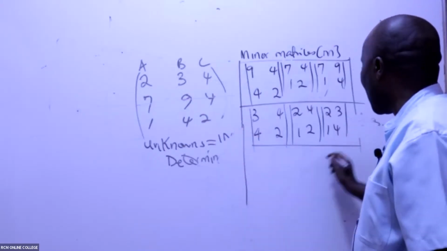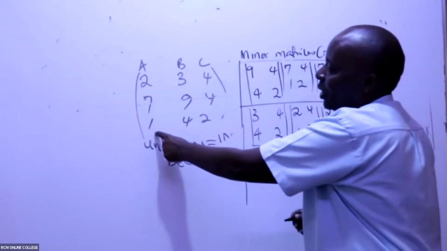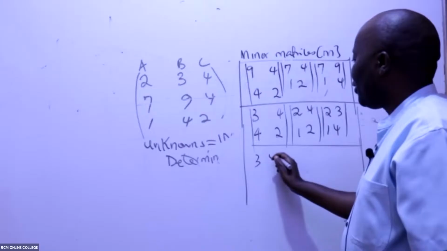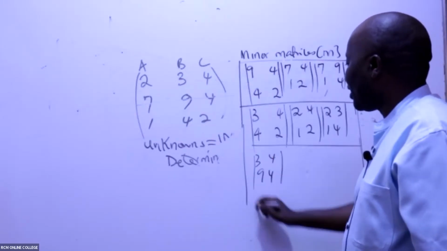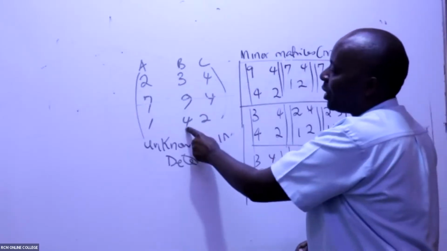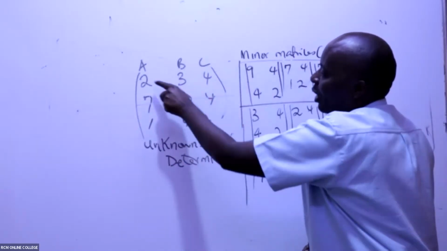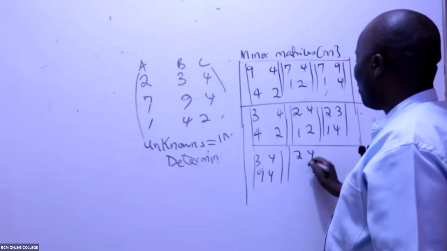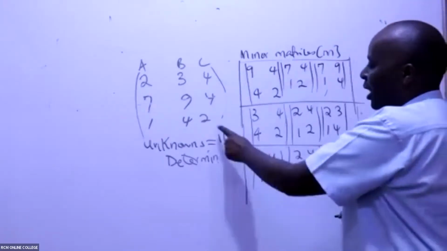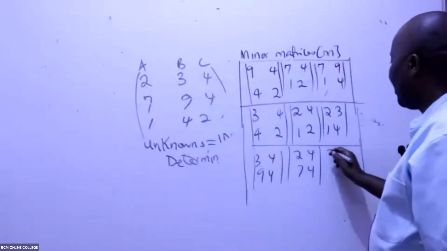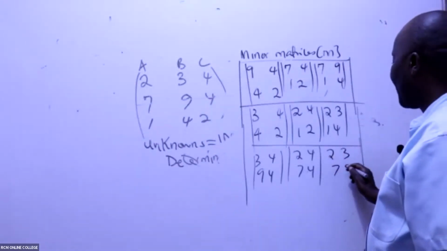We go to the very last row, the minors for this. So for this one, you're left with 3494, like that. And then we have the minor for this. So if you hide this and that, we're left with 2474, like that. And then now we come to the very last one here. So if you hide this and that, we're left with 2379, like that.